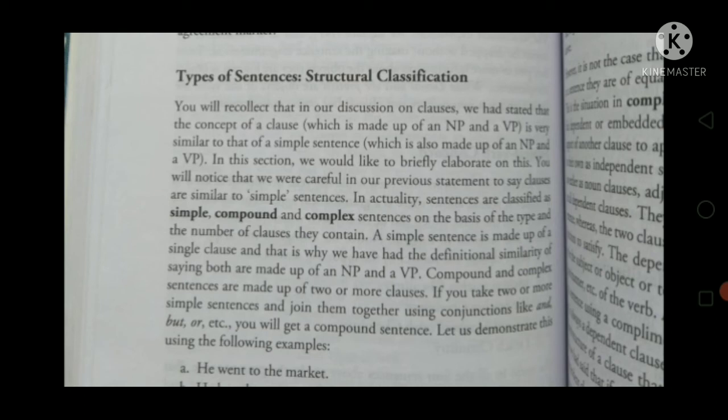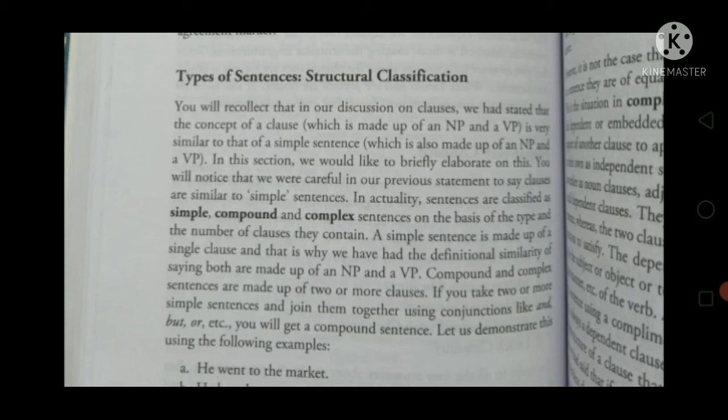First one, simple, compound, and complex. Simple indicates simple, compound means two sentences combined. Complex, again there would be subclauses. Let's continue. Simple, compound, and complex sentences are distinguished on the basis of the type and the number of clauses they contain. A simple sentence is made of a single clause, and that is why we had the definitional similarity of saying both are made of a noun phrase and verb phrase.